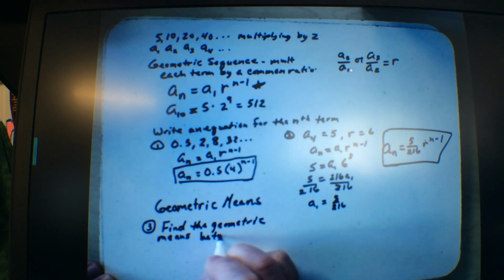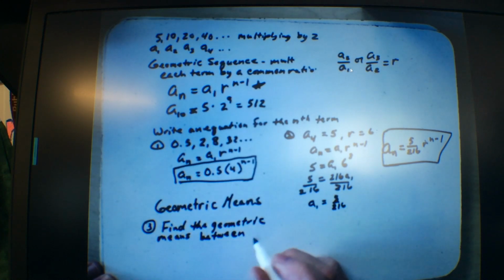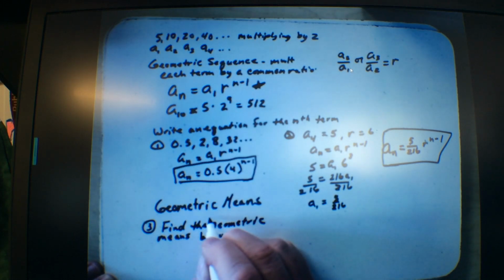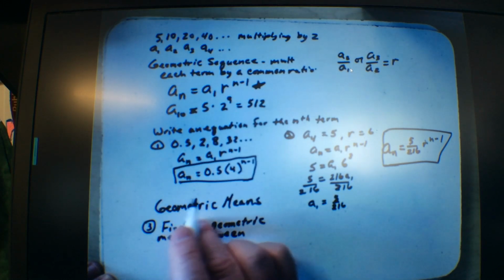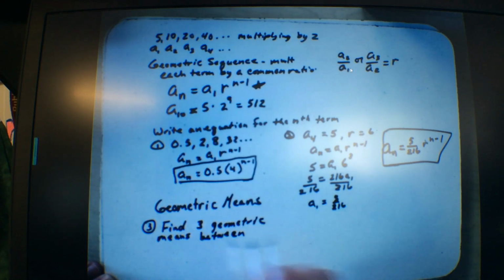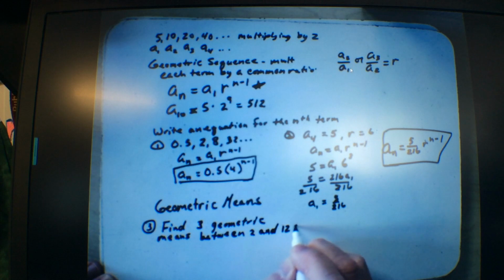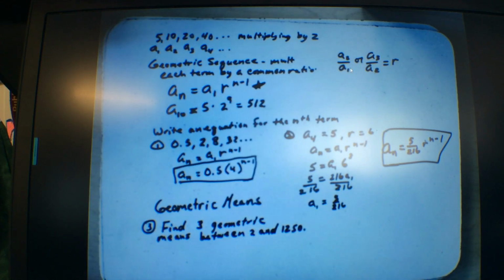So if I take a look at number 3 here, it says find the geometric means between 2 and, no, it says find 3. Find 3 geometric means between 2 and 1250. If there are 3 geometric means, what this means is there are 3 numbers between these, if this is a geometric sequence.